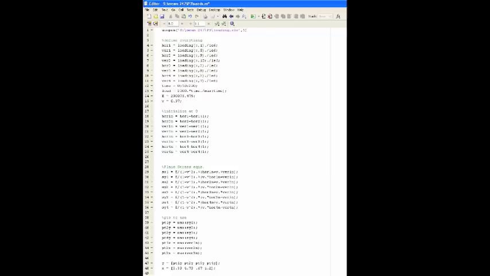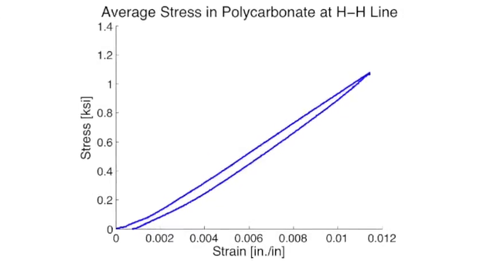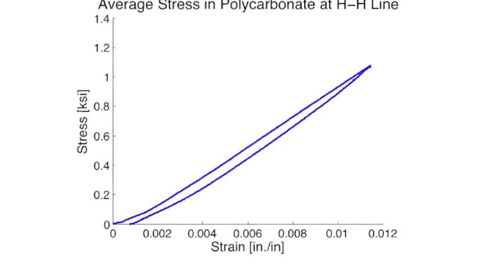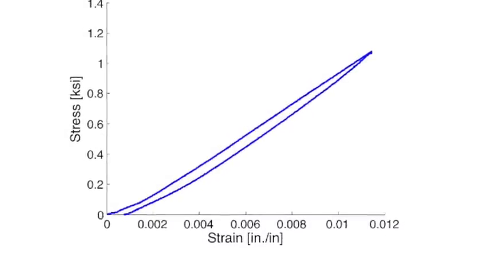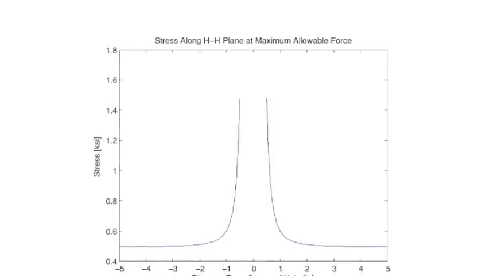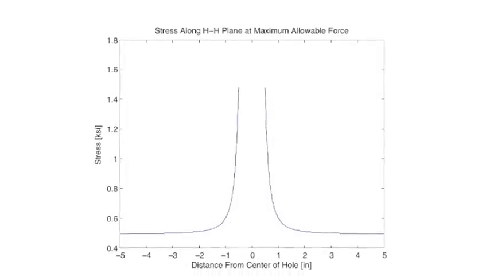Using the shown MATLAB script, the produced graph shows the average stress at the HH line. This roughly corresponds to the predicted value, as the maximum average stress is about the average value of the curve produced when MATLAB predicted the stress as a function of the distance away from the center hole.